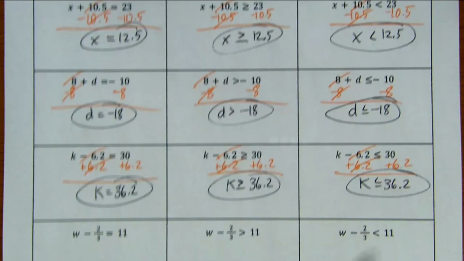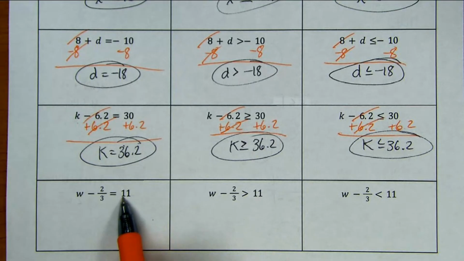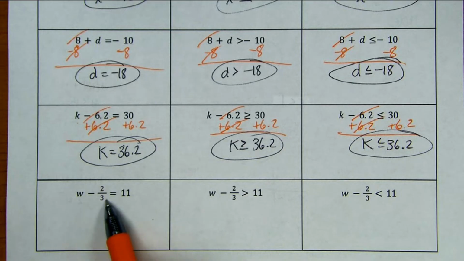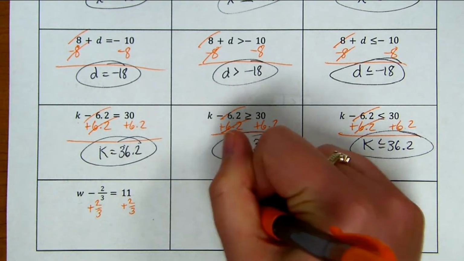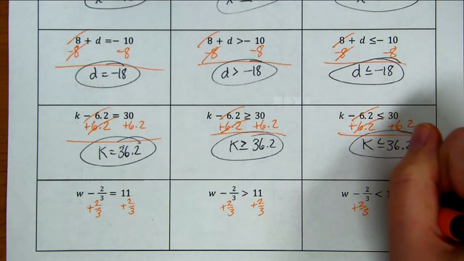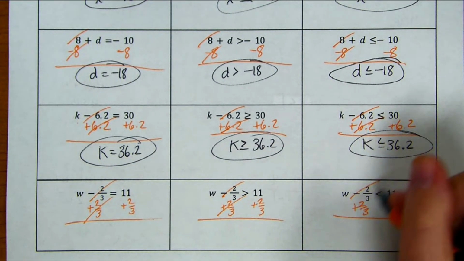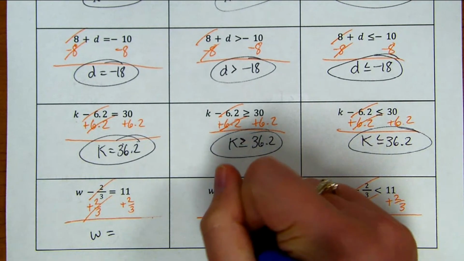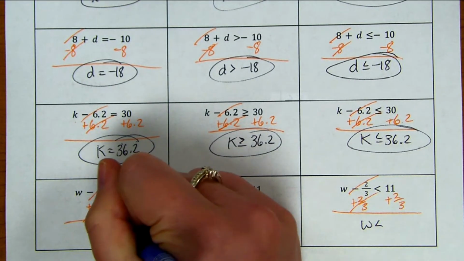This process also works if there's fractions involved. So this is w minus 2/3 equals 11, is greater than 11, is less than 11. Well, to get w by itself, we need to get rid of this minus 2/3, so we can get rid of that by adding 2/3 to both sides of the inequality. So when we do that, minus 2/3 plus 2/3 cancels out in all of them. So we're left with w on one side of the equation, or inequality. On the other side, 11 plus 2/3, well, that'll just be 11 and 2/3.